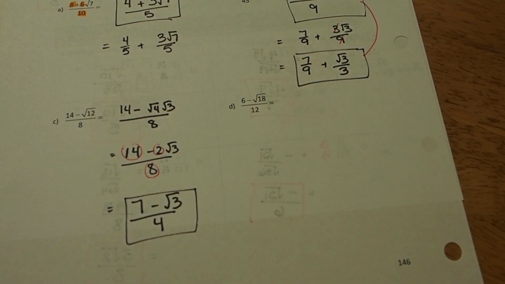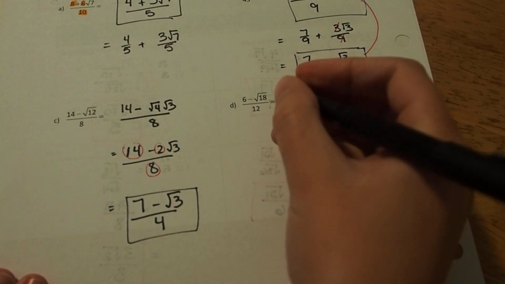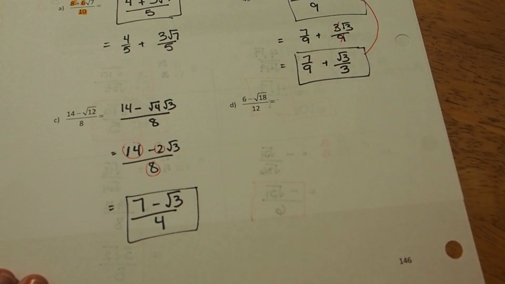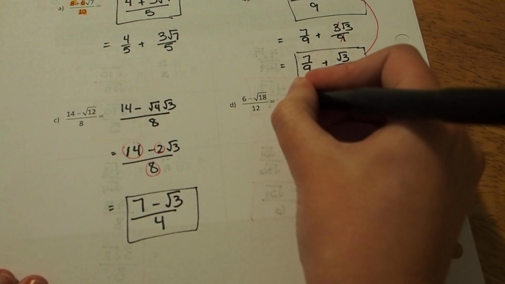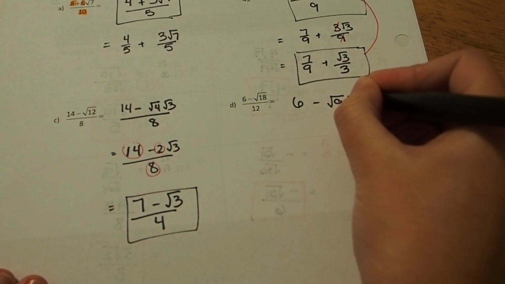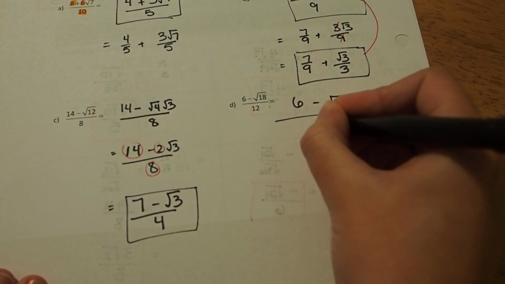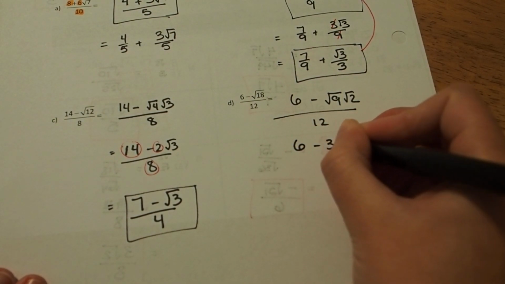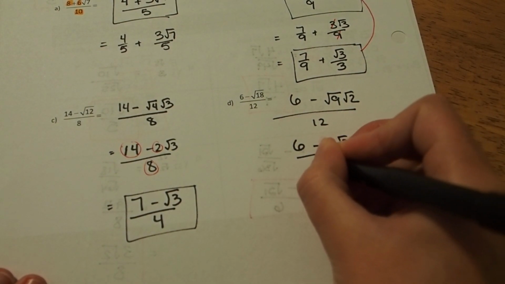Okay. In the next one, same case, I don't have a coefficient that I can reduce, but I can break down the square root of 18. So that's 6 minus the square root of 18, which can be broken into square root of 9 times square root of 2. 18 is 9 times 2. And then you can break down the square root of 9. So that's 6 minus 3 times the square root of 2 over 12.